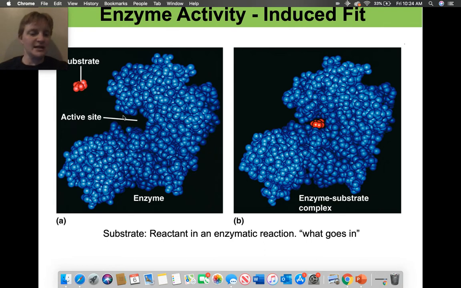This substrate is going to fit into this active site just perfectly. And what happens is, when it fits in there, this enzyme makes it unstable enough that the reaction can happen faster. So it adds a phosphate group maybe, or it just puts things close together enough that it's unstable enough that it can do the chemical reaction. So the induced fit goes in just perfectly, okay? And the substrate is the reactant in the enzyme reaction, okay?